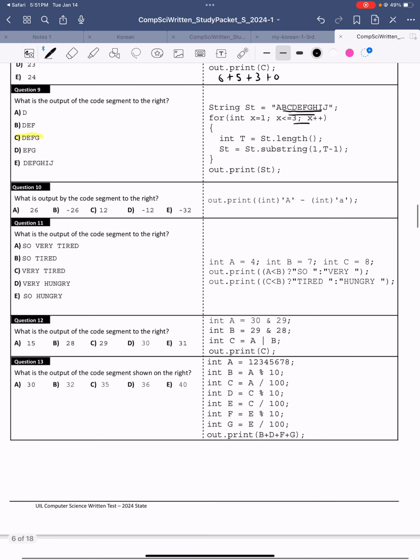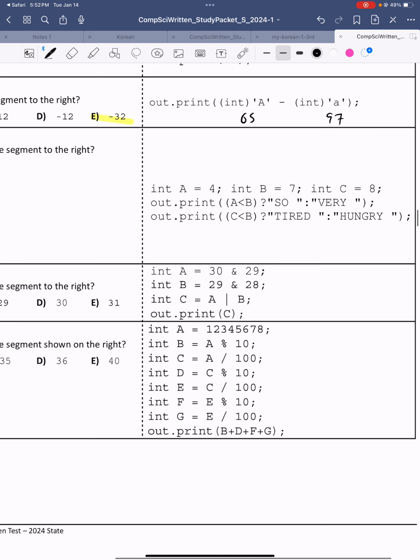Here, int A, capital A, the ASCII value is like 65, and then for lowercase a, it's 97. They're 32 apart from each other, which is a key number, which is important. So you just subtract them, 97 and 65, right? What do you get? 32, negative 32. Right, they're 32 apart, so it's just going to be negative of them. Easy.